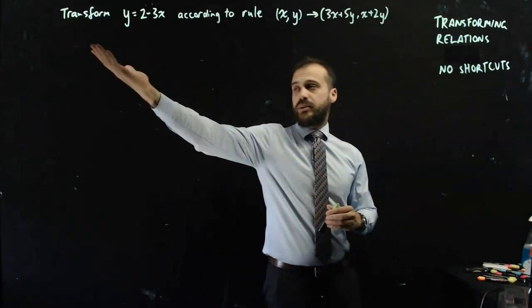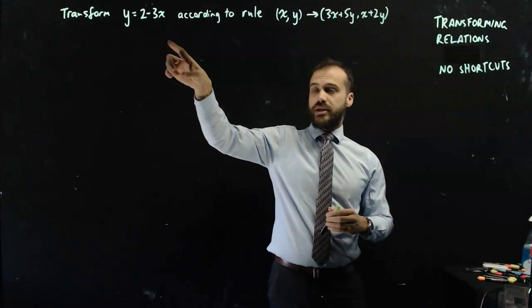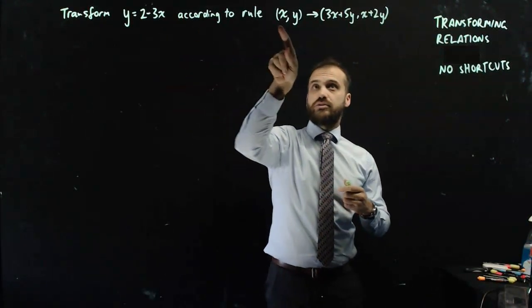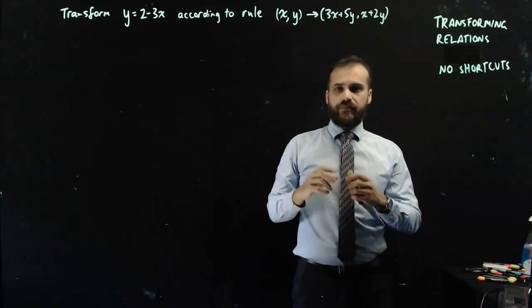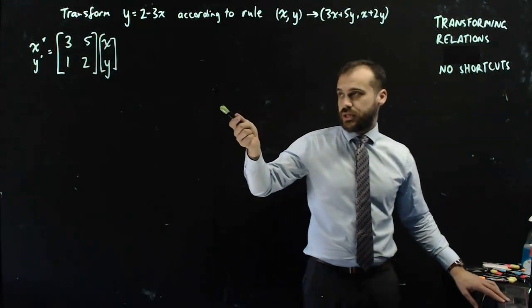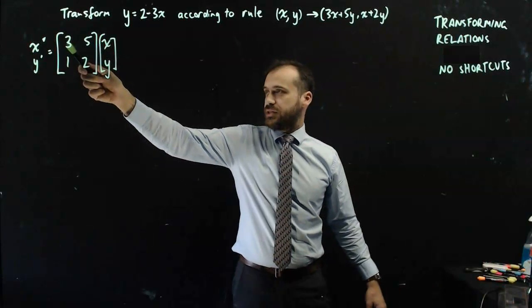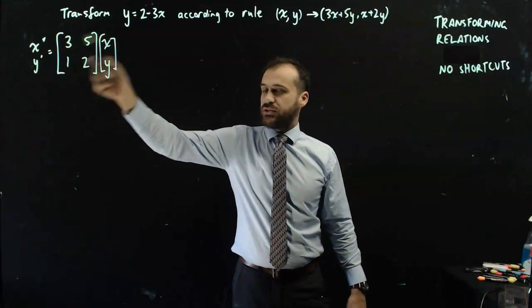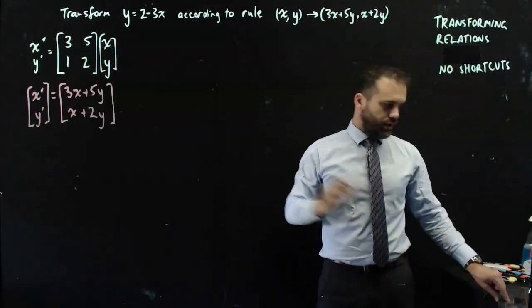So here's our question. We're going to transform y equals 2 minus 3x, which is a straight line, according to the rule this. Now I'm going to set up a bit of a matrix equation. So here's my matrix equation here. Now in the past, our next step was to multiply these two matrices together. I'll do that now. Alright, so I've done that.